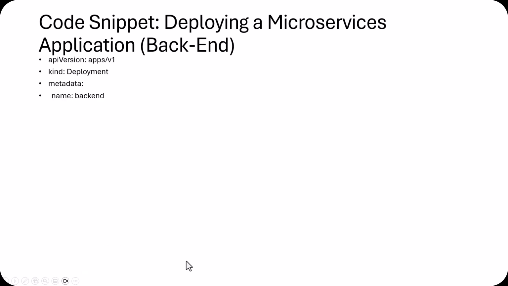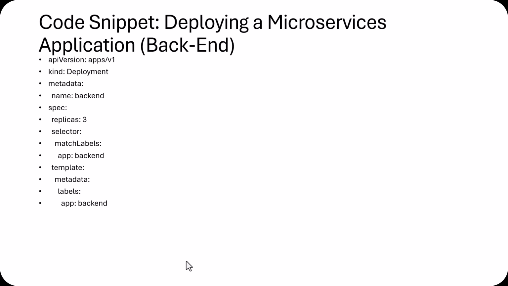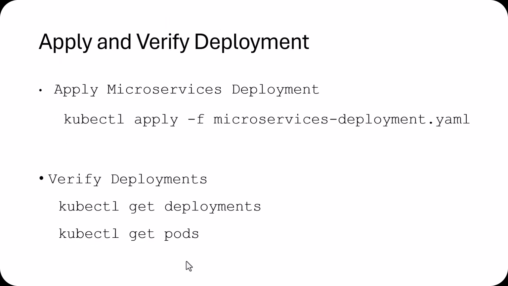Now this side is the backend, name backend, replicas 3 again, selector match labels app backend, template metadata labels app backend, containers name backend, image my backend latest, ports, container port 8080. Alright, so this will come after we have created the microservice deployment.yaml.